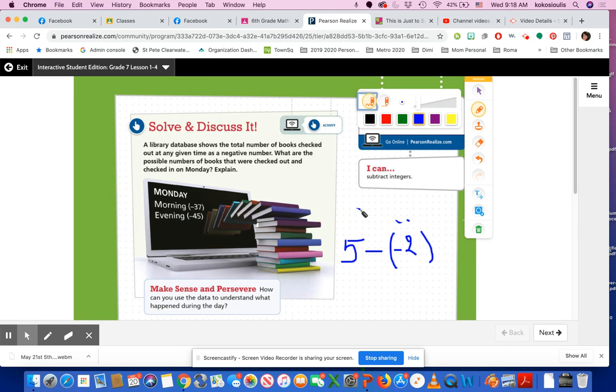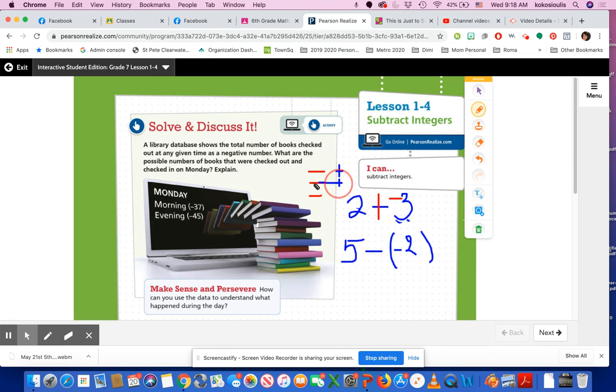So if I have something that says 2 minus 3, well, what did Miss K teach you? You change the minus to a plus, and then you change the second sign. So this is really 2 plus -3. And you know how to do this. If I have 3 negatives and 2 positives, these cancel out. And what do I have left? 1 negative. So the answer there is -1, right?